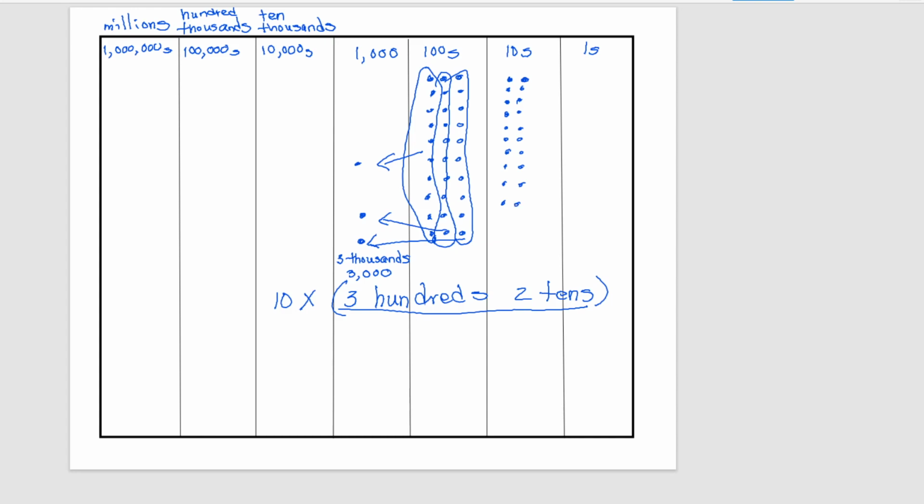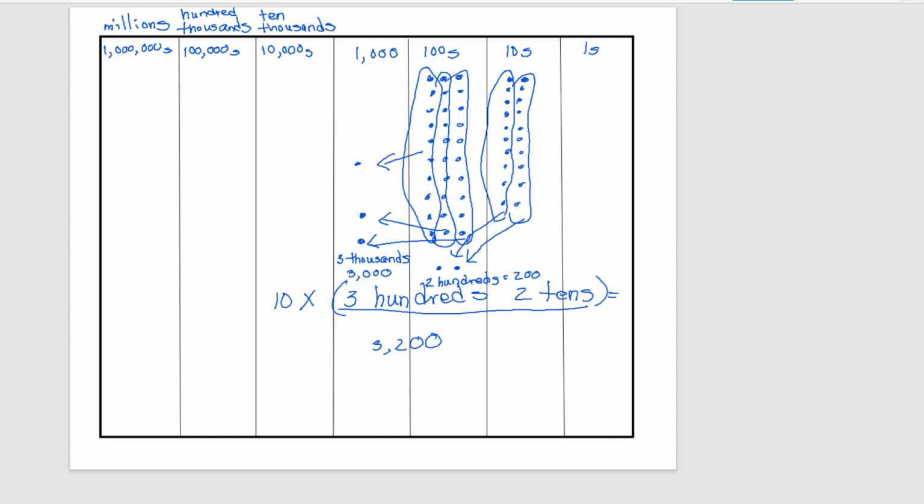So now we have 2 tens, 10 times. So 10 tens is 100. And another 10 tens. So now we have 2 hundreds, or 200. So 3,000 and 200 is 3,200. So our answer here would be 3,200. 300s and 2 tens times 10 is 3,200.